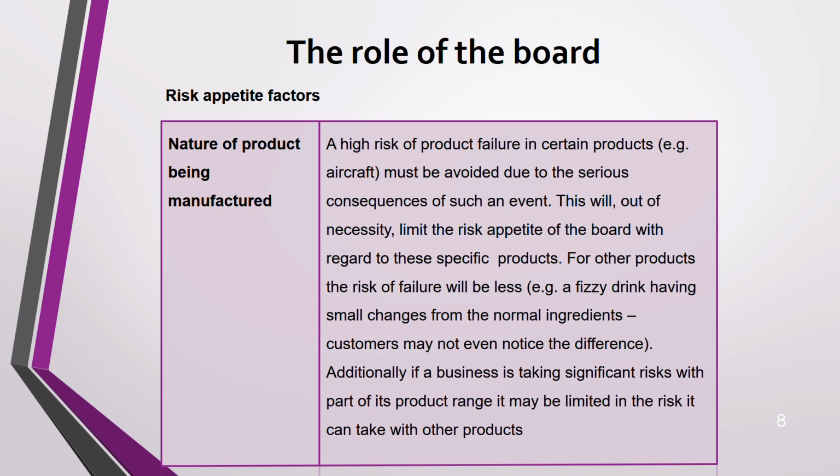So if a company is taking significant risk in some product, that means they will limit the risk in some other product of the same company, so that you are not taking too much risk in all the products. Some products you have to take high risk, some less, depending on the nature of the product. Some have a high risk of failure, there you cannot take high risk. Some have a low risk of failure, there you can take high risk, like fizzy drinks. Aircraft you cannot, because the impact of failure is so much.